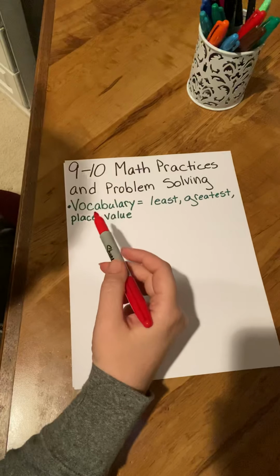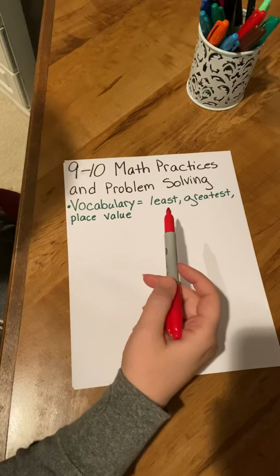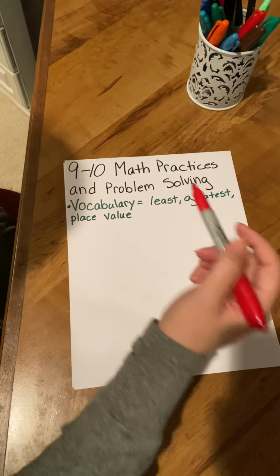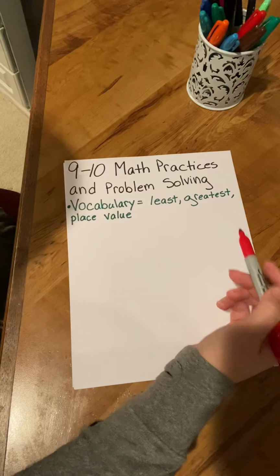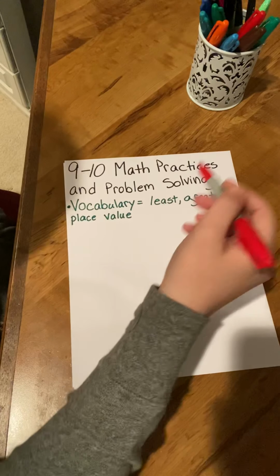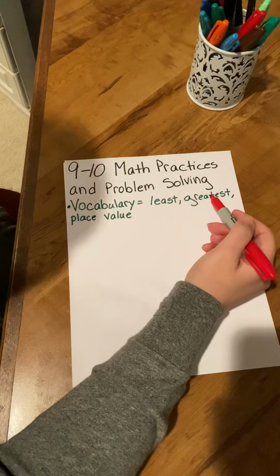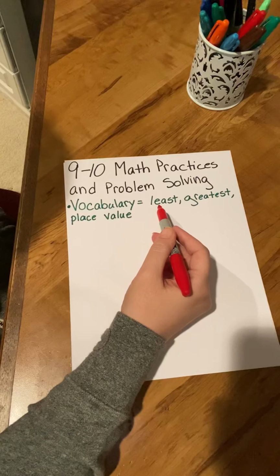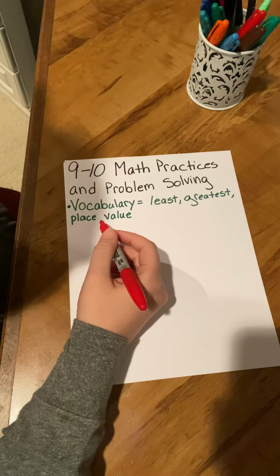A few vocabulary terms that you're going to want to know going into this lesson is the word least. So think in your head what the word least means, and it means the smallest. So if least means the smallest, then think in your head, what does greatest mean? Greatest means the most. So we're going to be talking about least, greatest, and then this word place value.